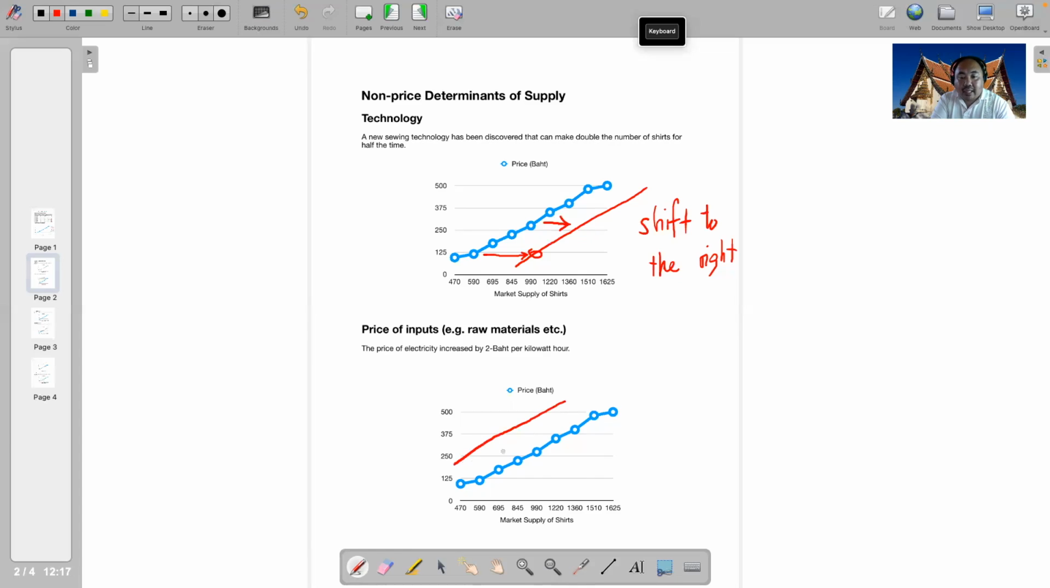Why? Because our suppliers are now less willing to make shirts. They become less willing to make shirts because the price of making one is too steep. So we have here a shift to the left.